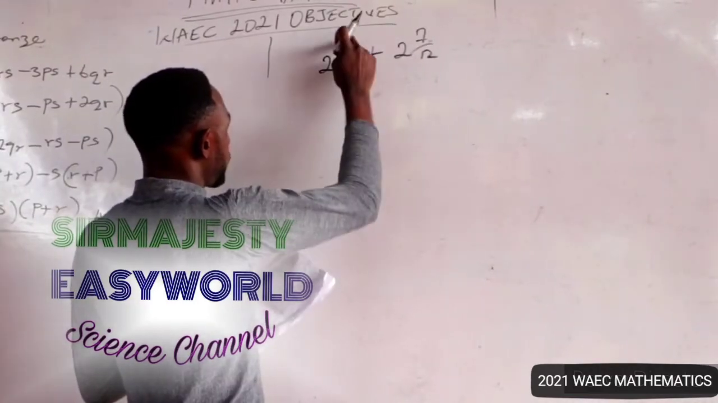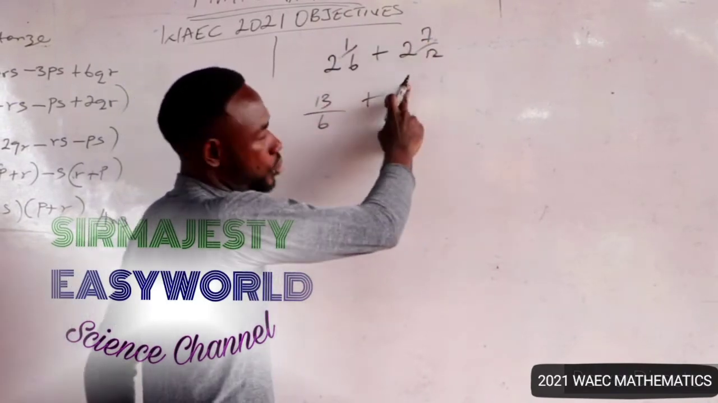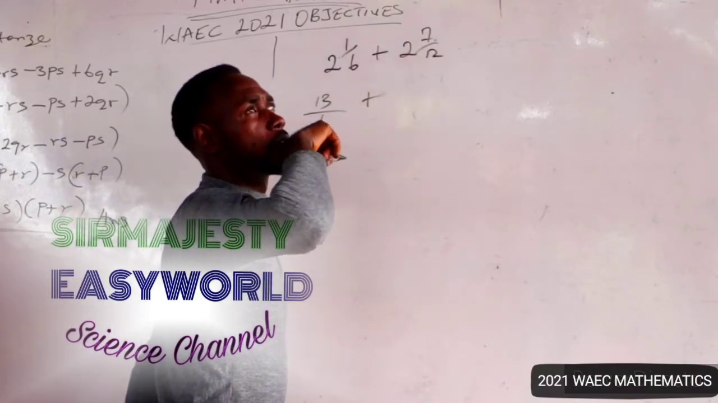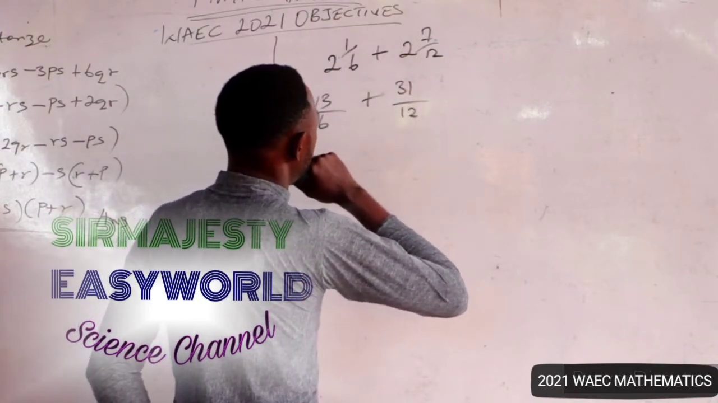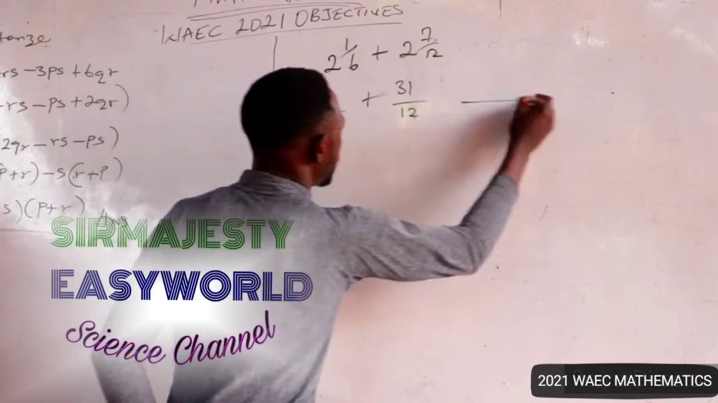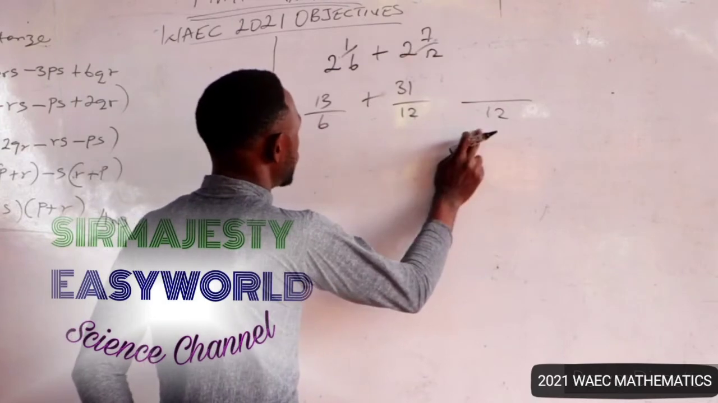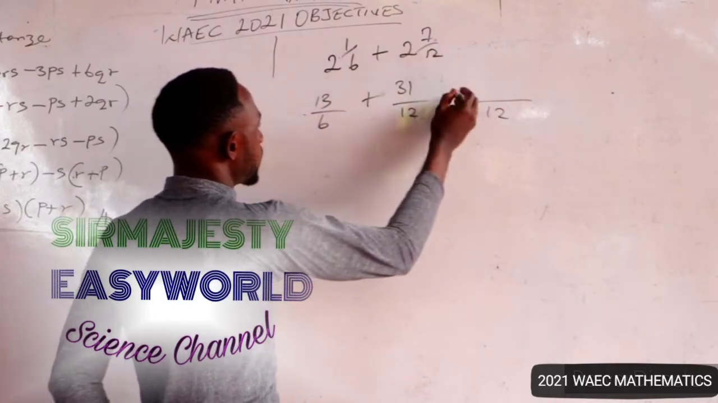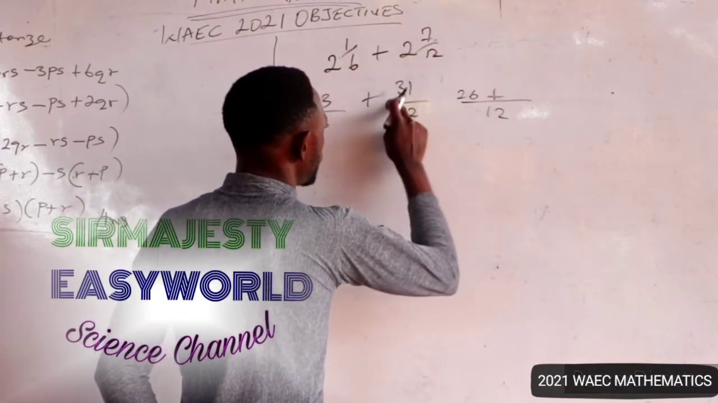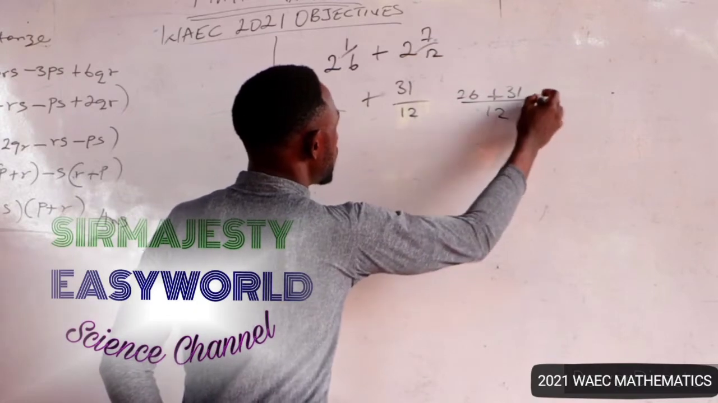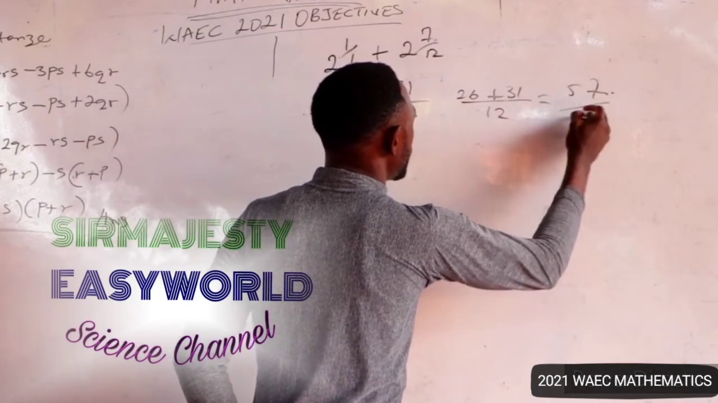6 times 2 is 12 plus 1, 13 over 6, plus 12 times 2, 24 plus 7. 24 plus 7 is 31, over 12. Then if you have this type of fraction, you take your LCM as usual. The LCM of 6 and 12 is 12. And 12 divided by 6 will give you 2. 2 times 13 will give you 26, plus 12 divided by 12 is 1, times 31 is 31. So at the end we have 26 plus 31, which is 57 over 12.